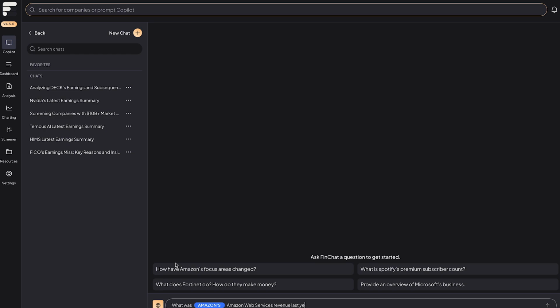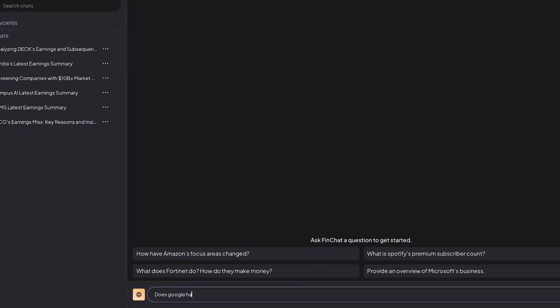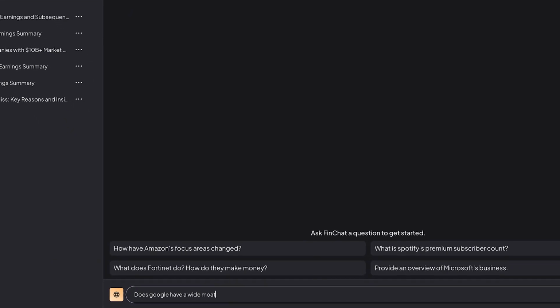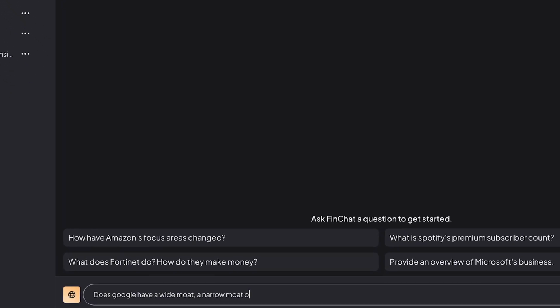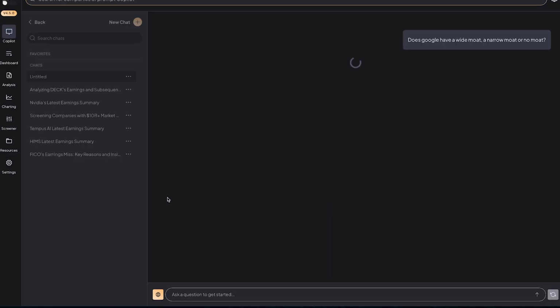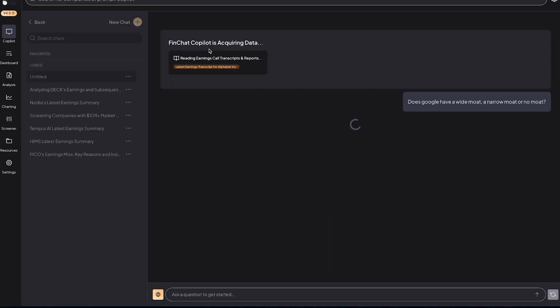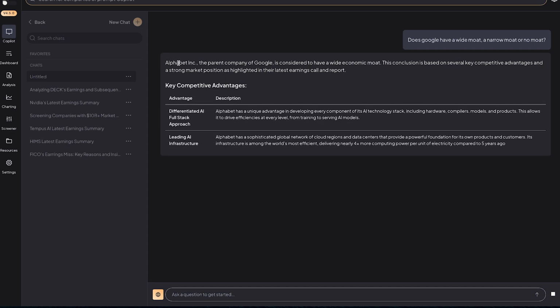So here I can do just that. We were looking at Google in this video, and I can ask Copilot, does Google have a wide moat, a narrow moat, or no moat? I can ask all these questions to Copilot, and you could see it's acquiring data, it's reading through the earnings calls, the transcripts, the reports. It'll go through all of the metrics as well. And here we've got our answer.